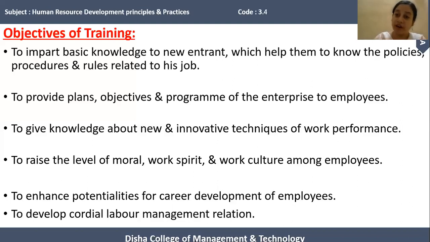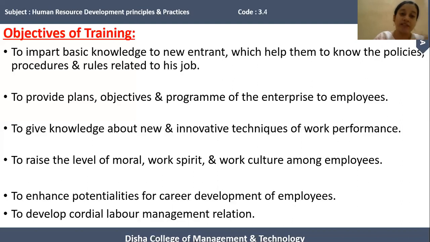For making them comfortable with the organization culture, and for providing knowledge related to the company's policies, procedures and rules, the organization provides training. So the trainer explains the company's policies, procedures and rules to the new entrant or newly appointed employee, so that the new human resource can make himself or herself more comfortable with the organizational task and the organizational culture.